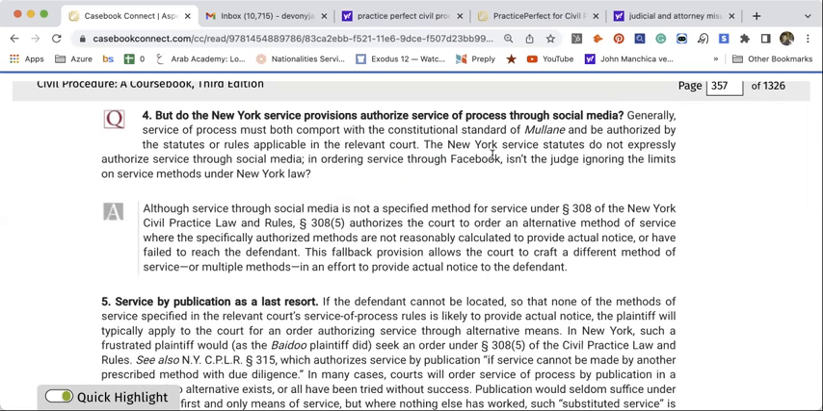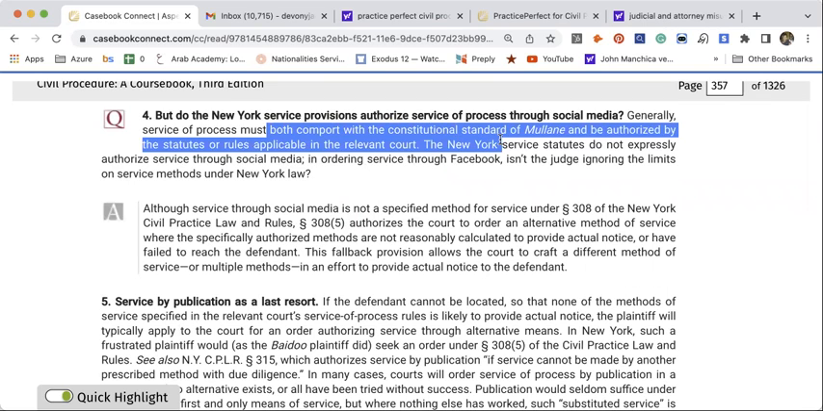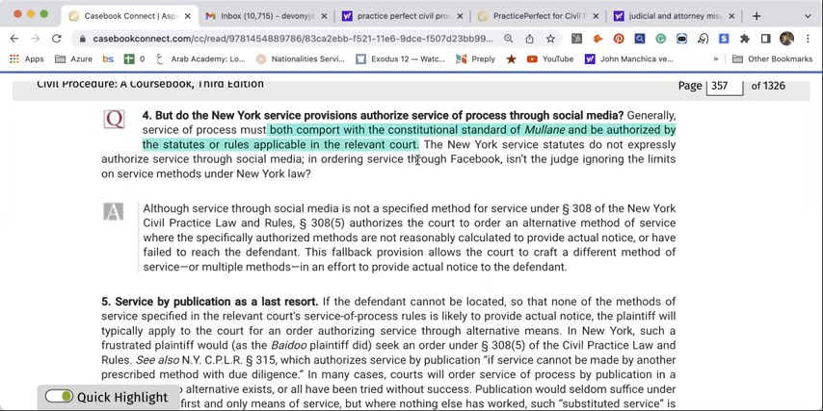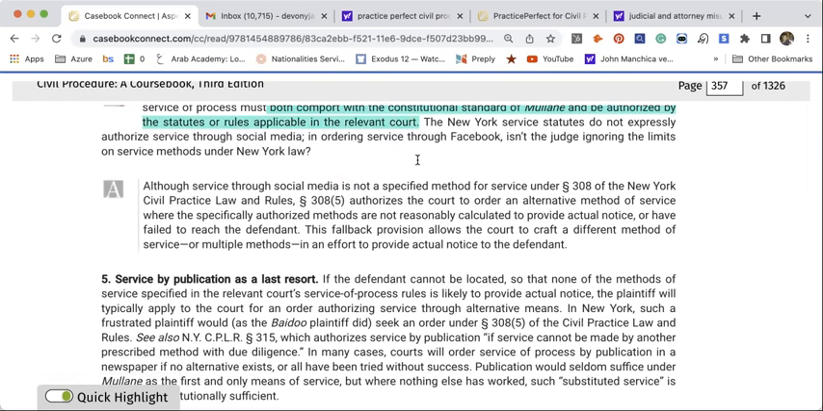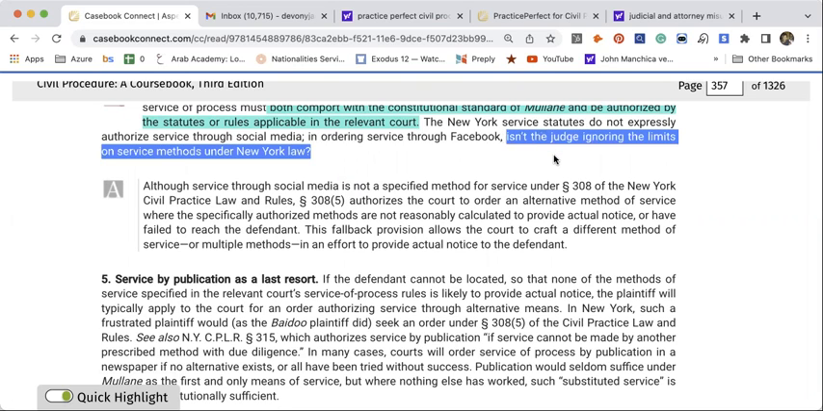Generally, service of process must both comport with the constitutional standard of Mullane and be authorized by the statute applicable in the relevant court. The New York service statutes do not expressly authorize service through social media. In ordering service through Facebook, isn't the judge ignoring the limits on service methods under New York law?